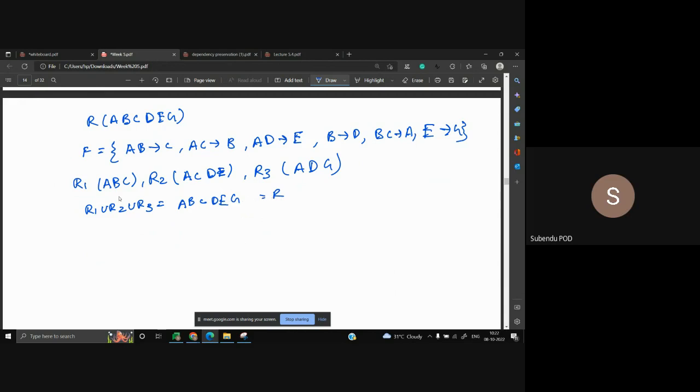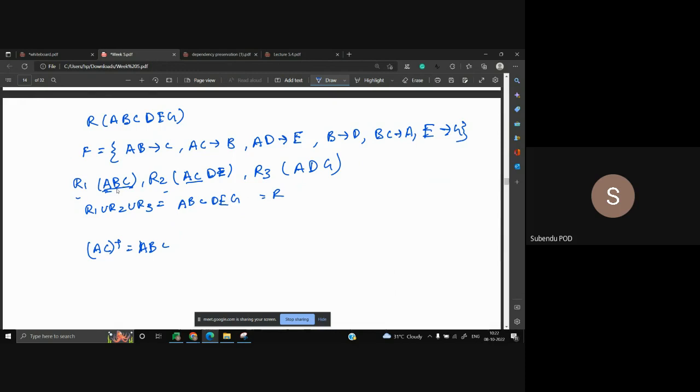Now we can say that in R1 and R2, AC is the common attribute, right? So you have to find the AC closure. What will we get for the AC closure? From AC we can determine B, and then BD, so A, B, C. You can say that AC is a key in the R1 table because we find B.